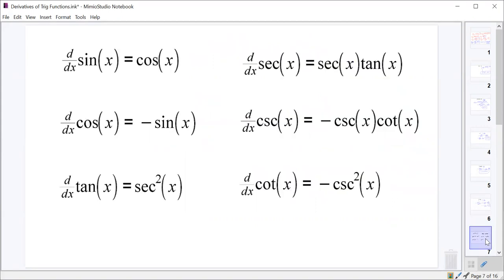All right, here are the 6 of them all in one page. You need to memorize all 6 of these. I'm going to expect that when I see you guys on Monday, you know them all by heart. So it should be pretty straightforward.